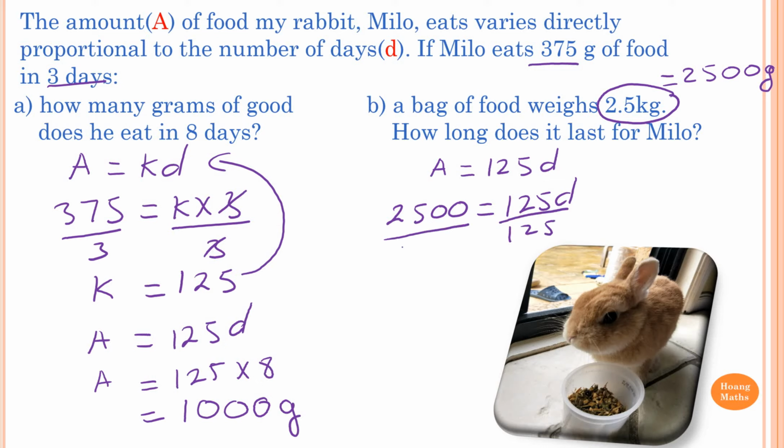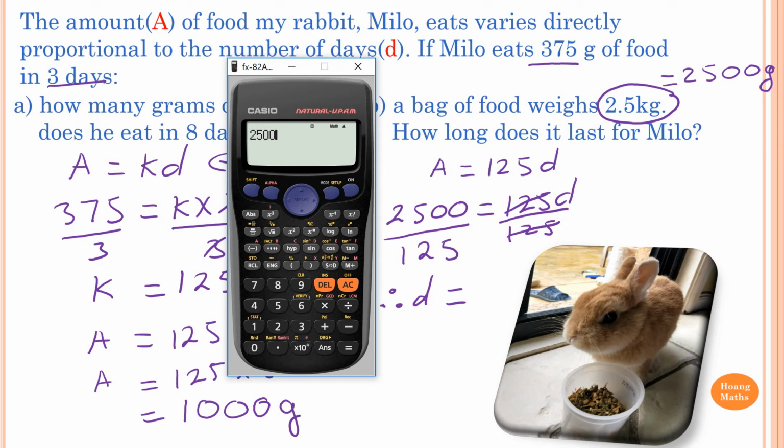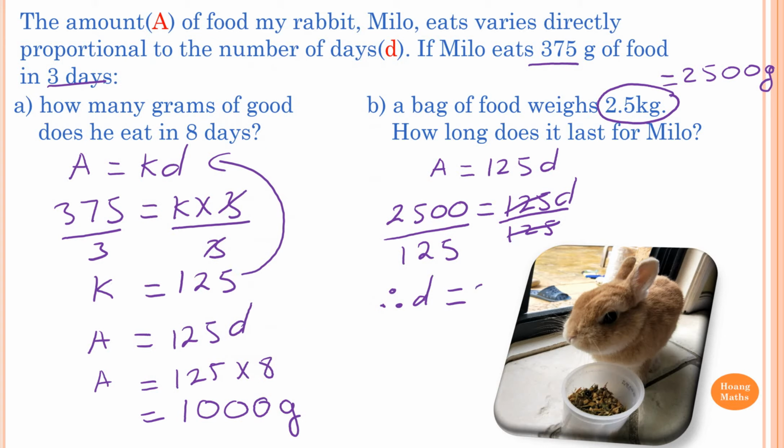I divide this by 125. This cancels out. So therefore, D is equal to, use calculator, 2500 divided by 125. So that is 20 days. So D is equal to 20. So therefore, 20 days.